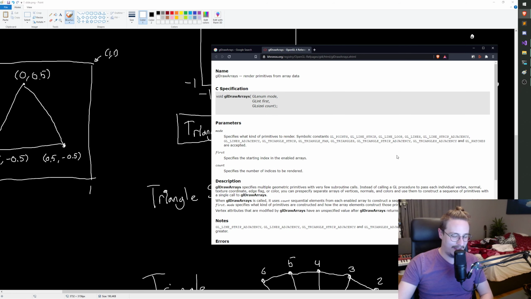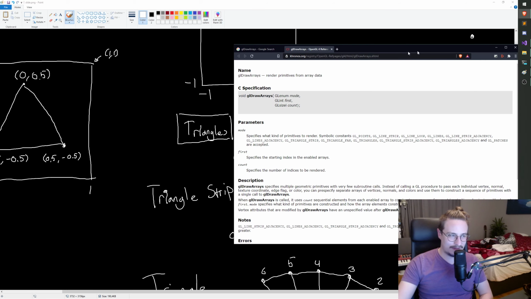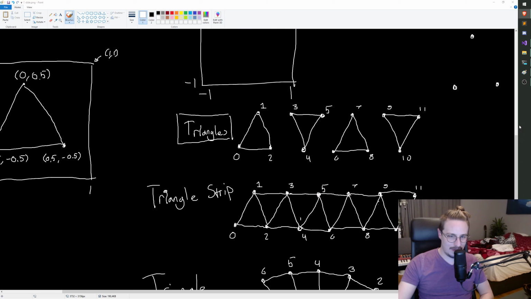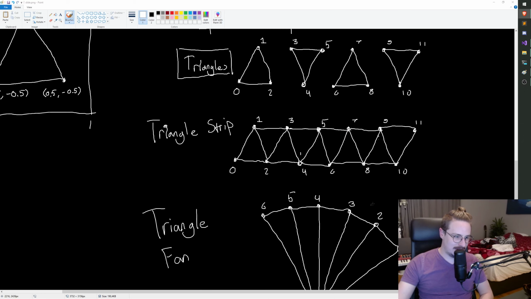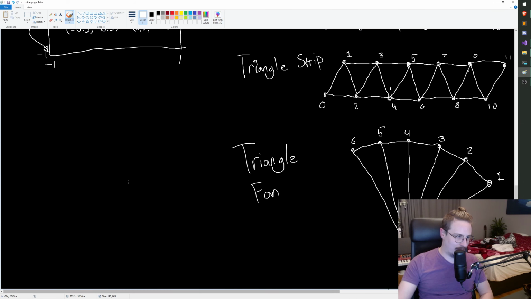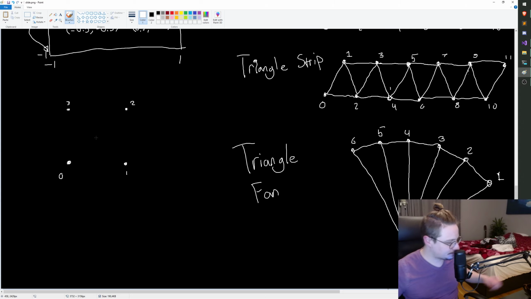So, assuming we can't draw quads, assuming we can only draw triangles, what are some ways that we can draw a quad? Well, if we make up 4 vertices, right? So we'll do 1 vertex here, like this, and let's say we just make them in order. So it's like 0, 1, 2, 3, like so. That's a quad.